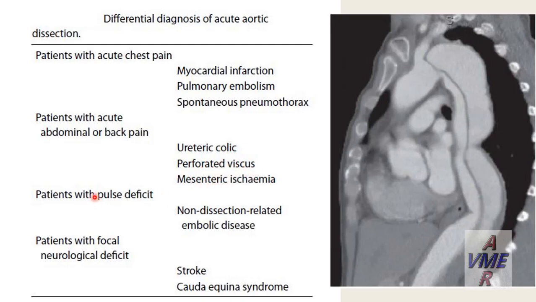A patient presenting with pulse deficit may have acute aortic dissection or non-dissection related embolic disease. A patient presenting with focal neurological deficit may have aortic dissection. It may also be stroke or cauda equina syndrome.